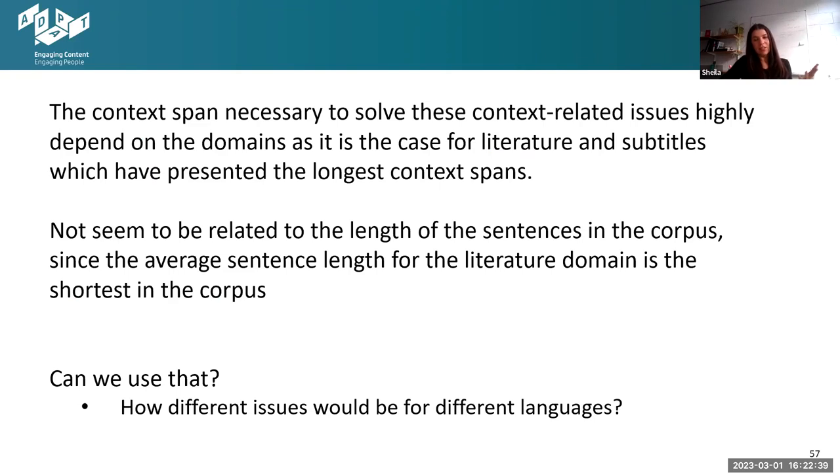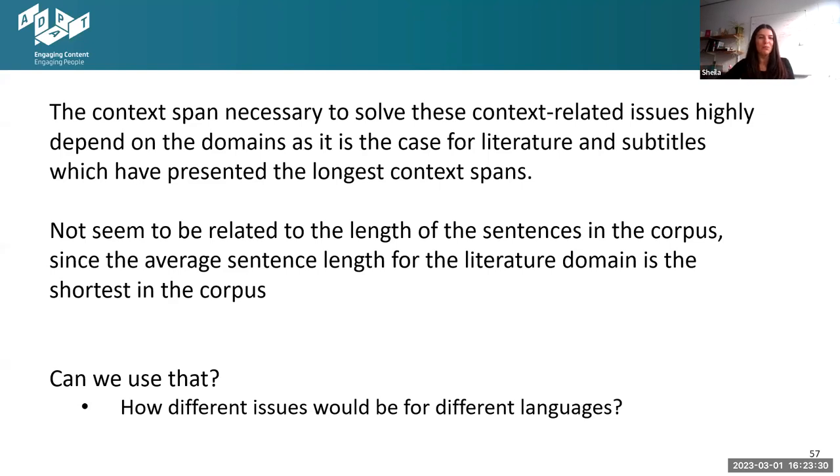Yeah, so what we learned so far, I'm almost done, stay with me. What we learned so far is that the context span necessary to solve those issues that we tagged is very dependent on the domain. For example, in the case of literature and subtitles, we had the longest context spans. That's something that we found out that I wasn't expecting. It does not seem to be related to the length of the sentence in the corpus, because the average sentence length for the literature domain is the shortest in the corpus, even though the context span in literature was one of the longest. So how can we use that information?